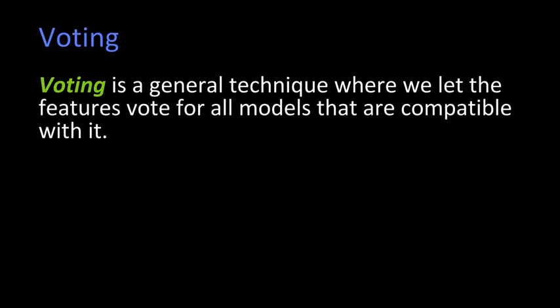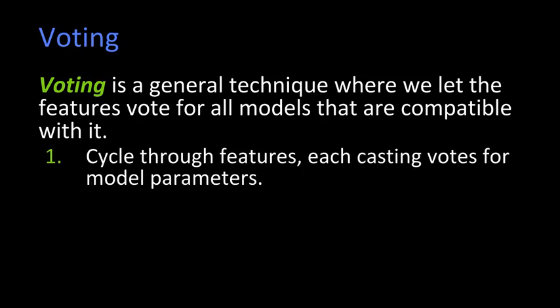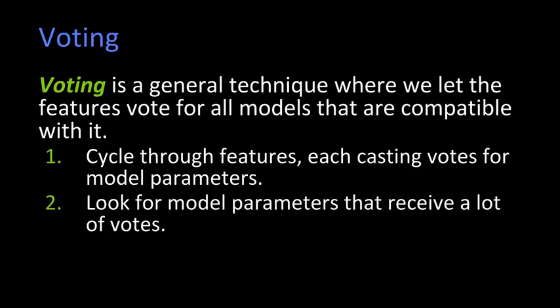So voting is a general technique where we let the features vote for all the models that are compatible with it. And the way it works is pretty straightforward. We cycle through all the features. Now, today, for the most part, features will mean little edge points, all right? And each edge point is going to cast a vote for the model parameters, or the different sets of model parameters, that it's happy with or consistent with. And when we're all done, we look for the model parameters that receive a lot of votes. And those are the parameter models that we're going to instantiate.